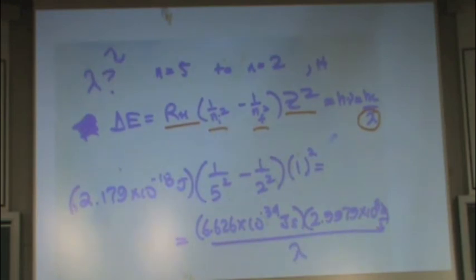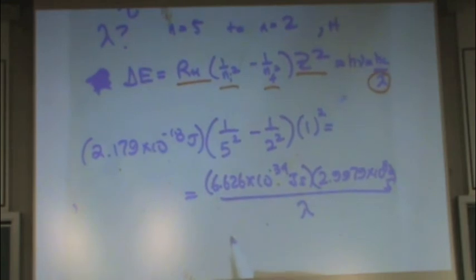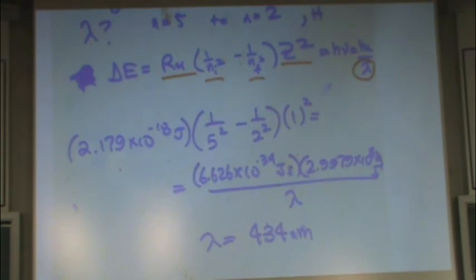You're solving for lambda. It turns out that lambda in nanometers is going to be 434. This would be a good example when you get home, or if you're bored right now, to see if you can calculate this number. Make sure you can do this kind of math.